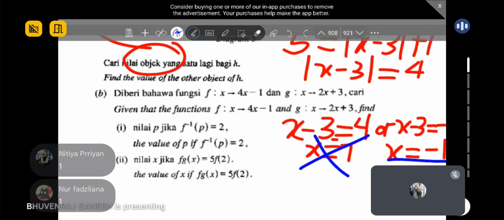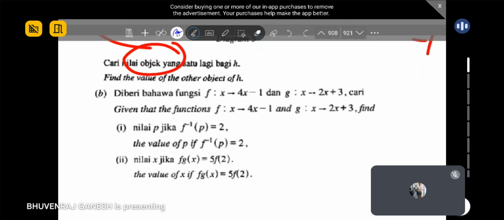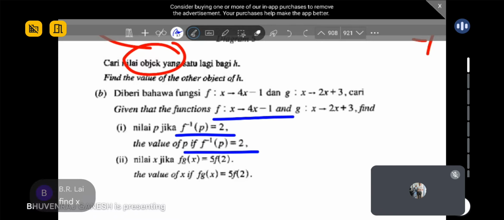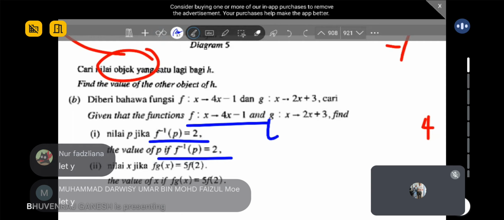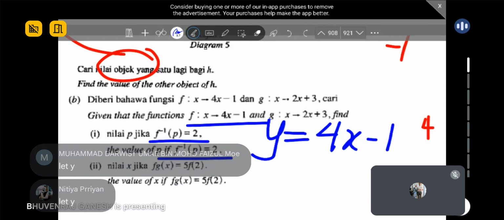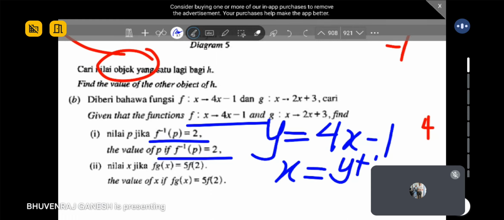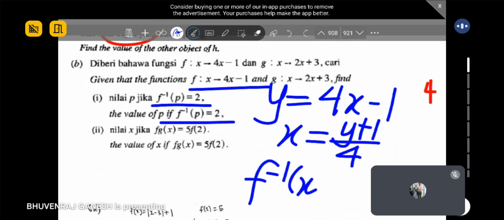Okay, so continue. Soalan B1. Okay, so question B1. They ask you to find F inverse P. Okay, so means that kamu kena buat fungsi songsang lah untuk F. Okay, so how to do inverse function guys? May I know? First step, what do you do? Inverse function, fungsi songsang langkah pertama. Yes, let Y. Okay, you can let Y equal to 4X minus 1. Okay, so then you express X in term of Y. Okay, ungkapkan X dalam sebutan Y. So you will get like this. Okay, so this is your inverse function. Okay, so F songsang X equal to X plus 1 over 4.